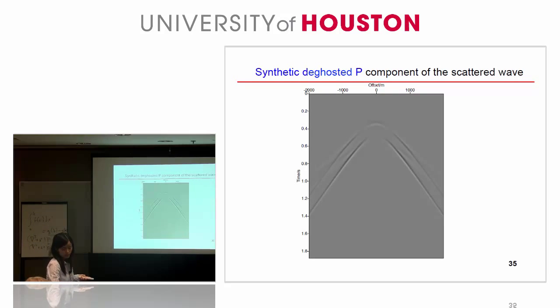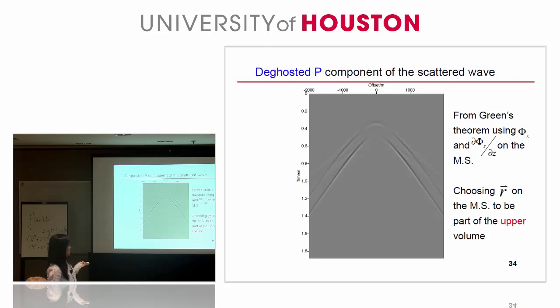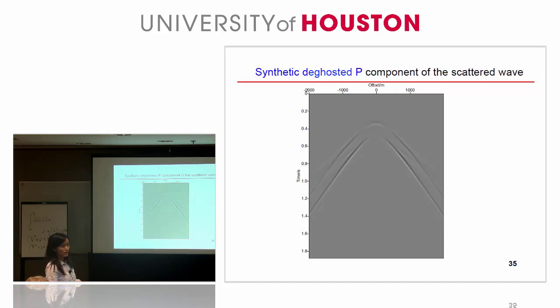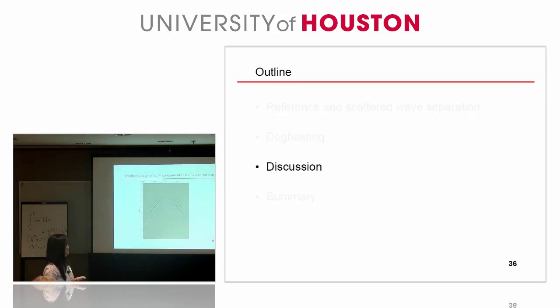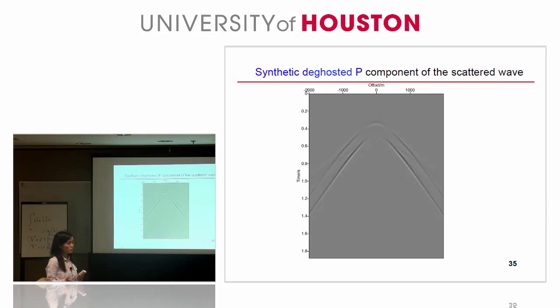So now we compare the accurate result with the calculated result. This is the calculated result, and this is the accurate result. It's really hard to see any difference. So until now, we can see the gradient theorem also has the capability to remove the ghost from your reflection data.